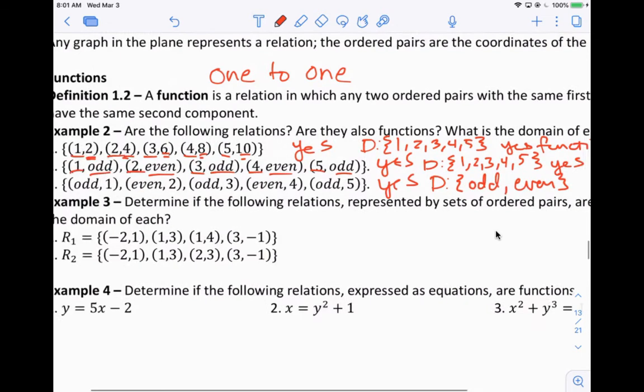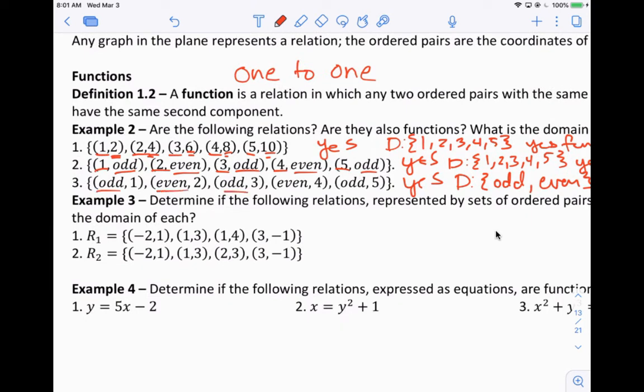And there's only 2 options here. I see odd, even, odd. Right there. We don't need to list all 5 of them just because they're used 5 times. These are the 2 things that are in this domain, odd and even.